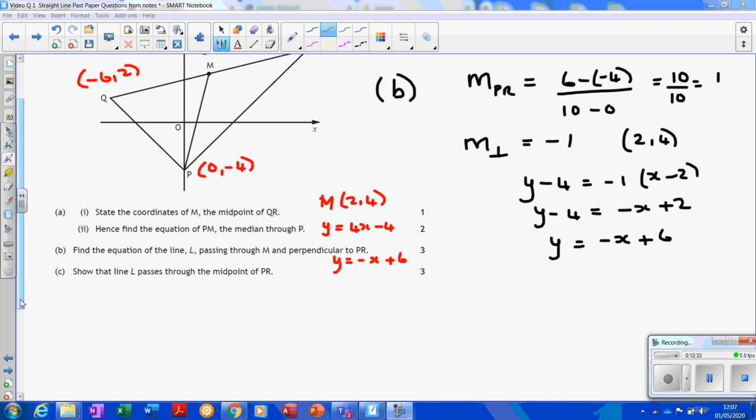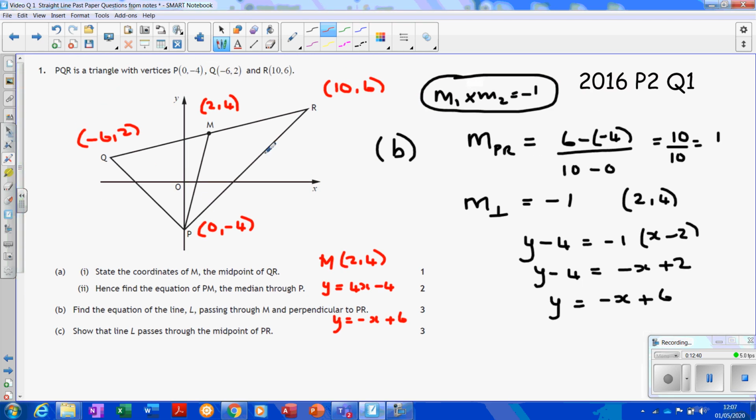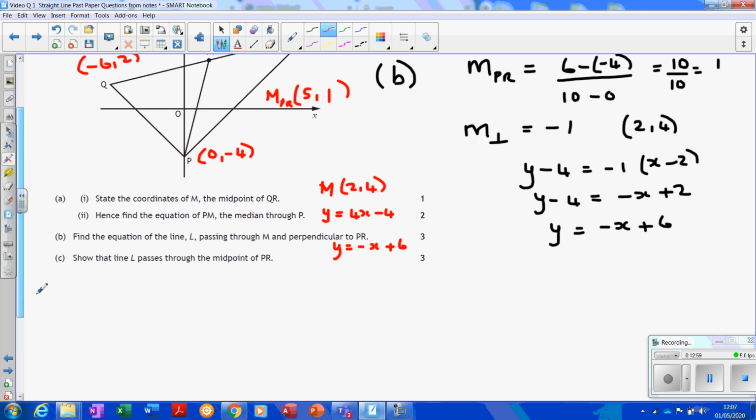Last part of this question, it says show that the line L passes through the midpoint of PR. So do we know the midpoint of PR? Not yet, so I'm going to work out the midpoint of PR. Add the x's together: 0 plus 10 is 10, half of it is 5. Minus 4 plus 6 is 2, half of 2 is 1. So we've got to show that the point (5, 1) lies on that line.